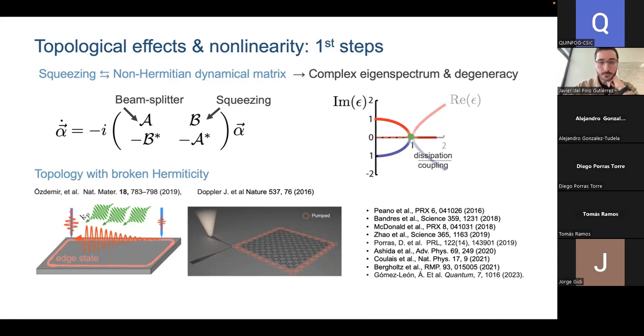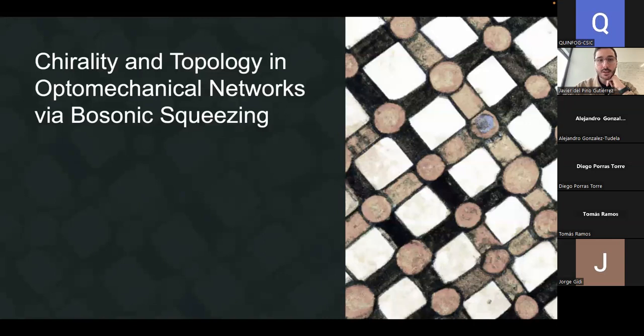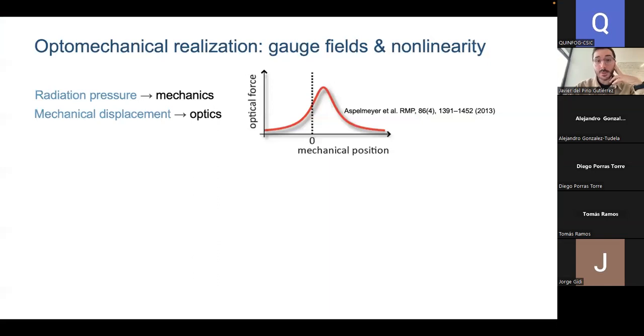So having explained just what squeezing is, what I mean with chirality or the one-way character, and what type of topology I'm interested in studying, I'm going to explain what an optomechanical network is. And I have to explain first what optomechanics is, only briefly. In optomechanical cavities, one uses radiation pressure to effectively apply forces on mechanical oscillators, which can be thought of as mechanical modes on the mirrors of a cavity, and this change in mechanical position produces a shift in the resonance frequency of the cavity.